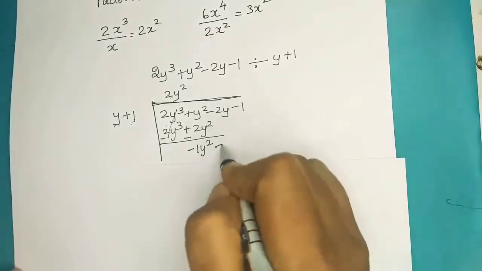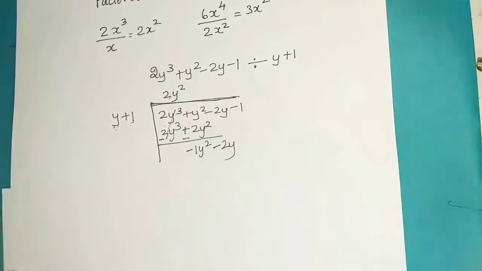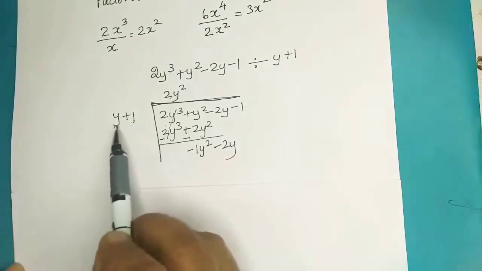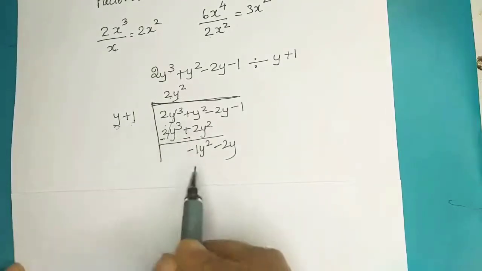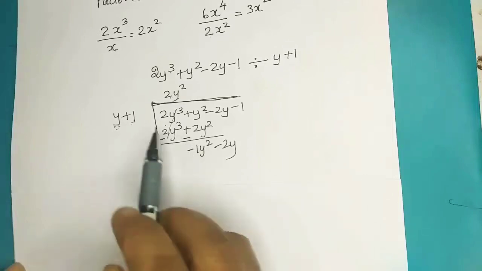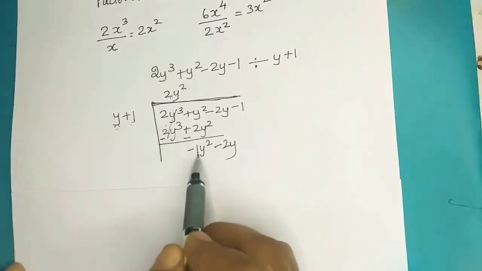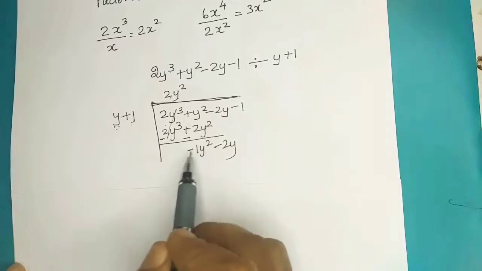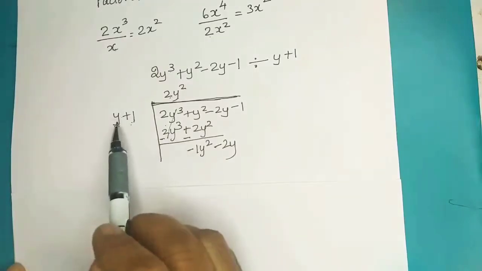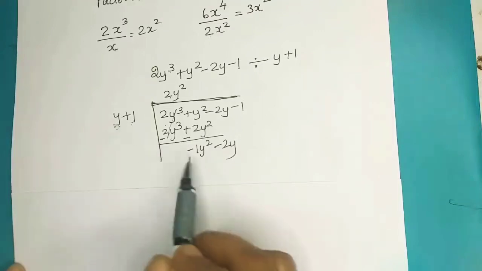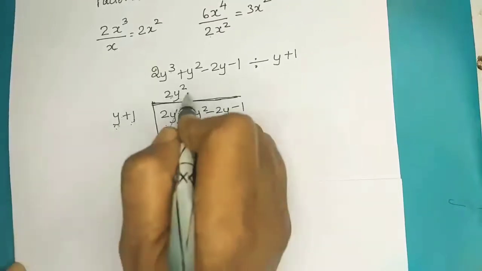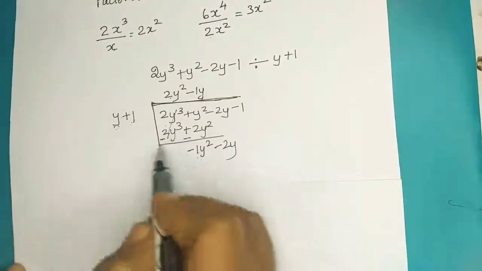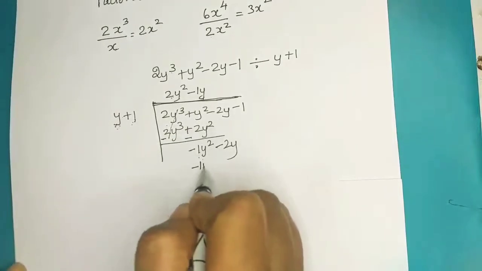Next, take the next term. See, this is the new dividend here, and you are going to repeat the same process you did here. With what term should you multiply this y so that you get negative 1y square? See, y into negative 1 is negative 1y, and you have to multiply by one more y so that you get y square. That is, negative 1y has to be multiplied with y. Then you get negative 1y into y is negative 1y square. So this negative 1y I am going to put here as the second term of the quotient. Okay. So y into negative 1y is negative 1y square.